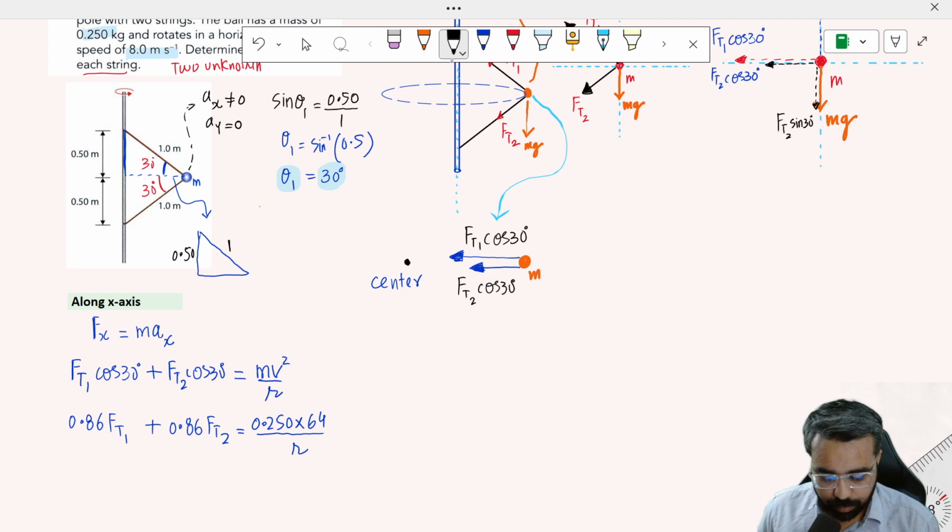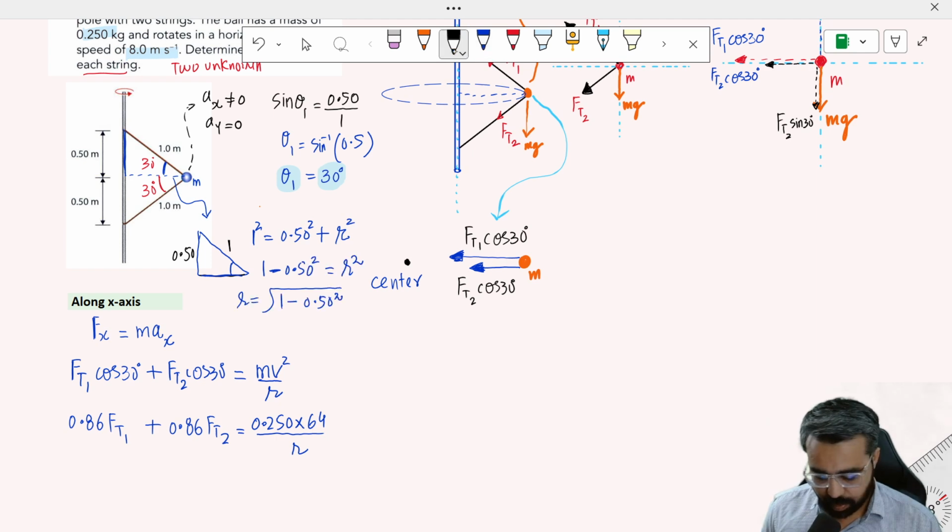If you know the values of two sides, you can apply the Pythagorean principle to find the adjacent side. The hypotenuse squared is equal to the opposite squared plus the adjacent squared, which is our radius squared. So from here you can find its value. The radius is approximately 0.87. Whereas cos 30 is also approximately 0.87, so I can write it.